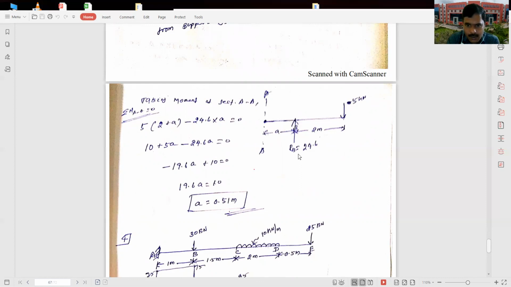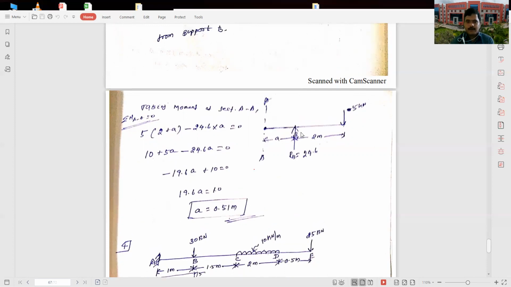Then this load is an upward force, so towards this section it is anti-clockwise. Therefore minus 24.6, distance is A. Moment is load into distance. So minus 24.6 into A, which is equal to 0. There is no other force. So if you equate this, you will get the point of contraflexure, point A, as 0.51 meter.